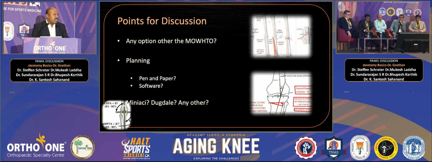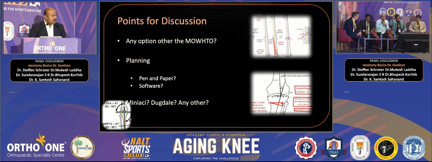And for planning, panelists, what do you personally do and what do you recommend for everyone? Is pen and paper sufficient or software always? Software, no. Pen and paper is the best. A scale on the X-rays is also good enough, because if you don't have access to software, it is not that you cannot do it. And I follow the Miniaci method always.